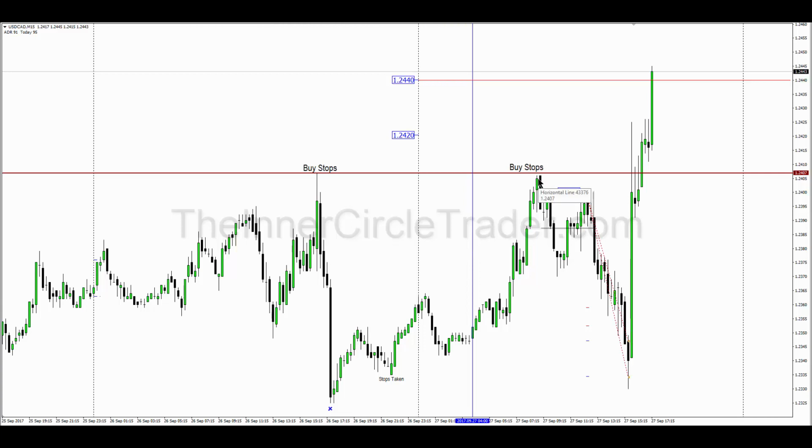So everyone on the forums, on social media, everyone running signal services, you can see this as a resistance point, okay, and therefore expect a low to be made in a longer term time frame. In other words, moving lower.